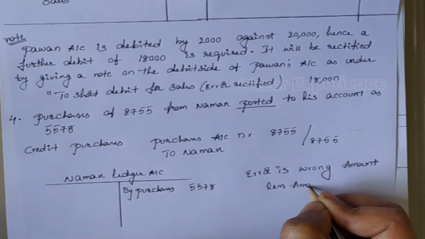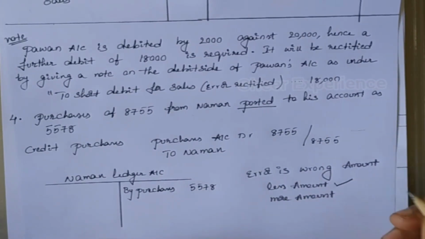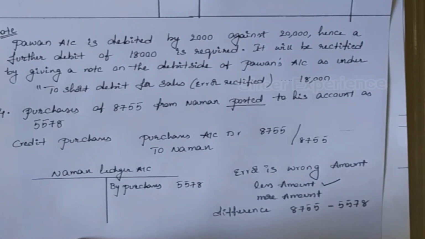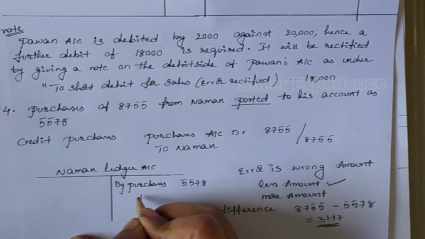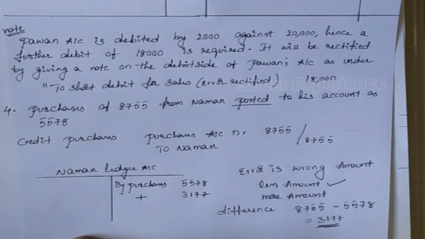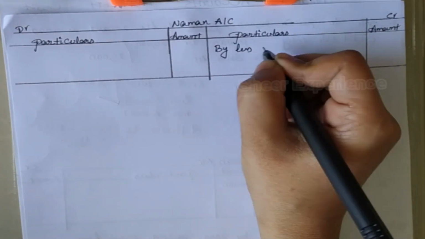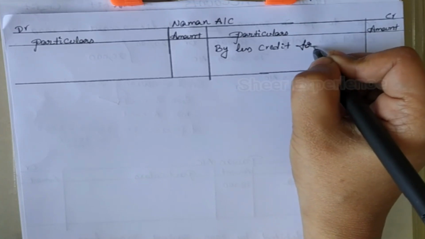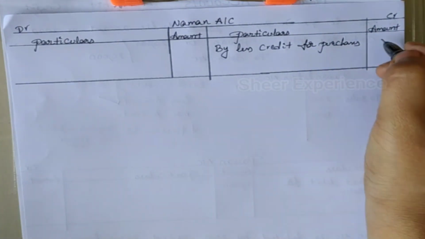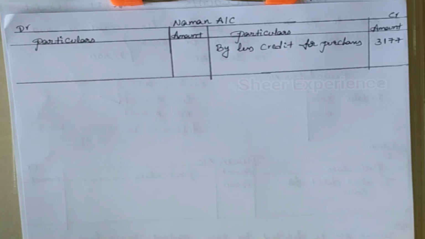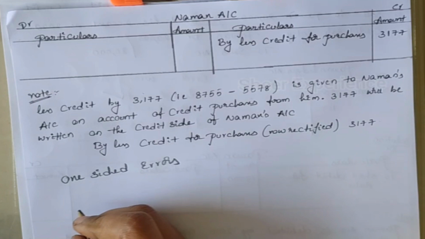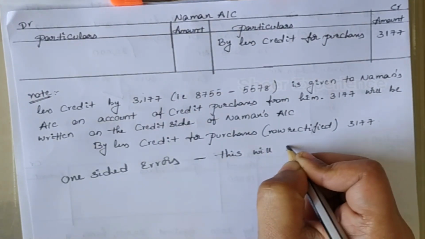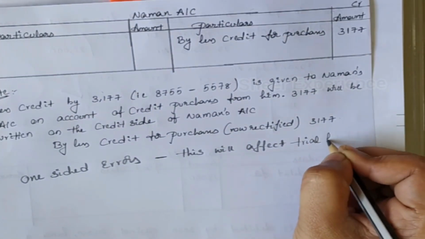Error is wrong amount. Did we post less amount or more amount? Less amount. The difference amount is 8,755 minus 5,578, which comes to 3,177. This amount should be added on the credit side. Solution is, in the Naman's ledger account, we will mention 'By less credit for purchases' and the amount is 3,177. The first 4 errors we have just discussed are one-sided errors. These type of errors will affect trial balance.